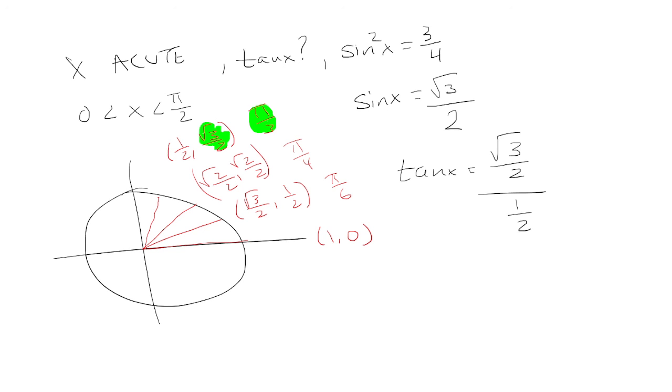Now we can simplify this by canceling out the 2's, because we can multiply top and the bottom by 2 over 2, which if you want, you can think of it as like 2 over 1 times 2 over 1. These 2's cancel, these 2's cancel. So all you're left with is root 3. And so tangent of x is equal to square root of 3.